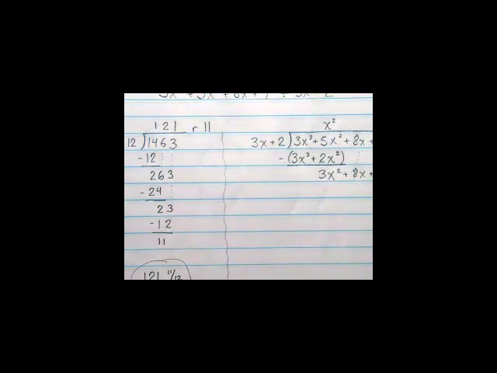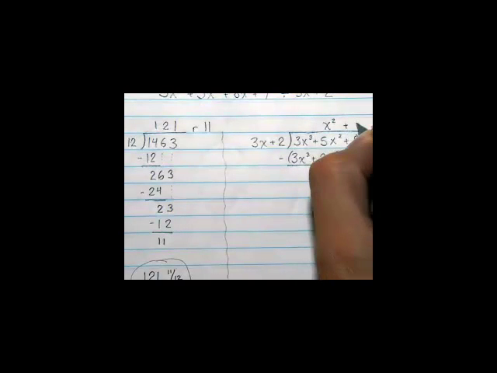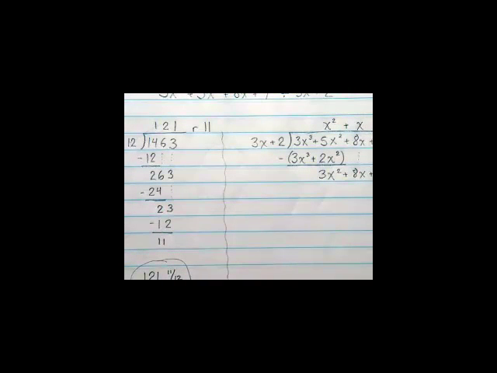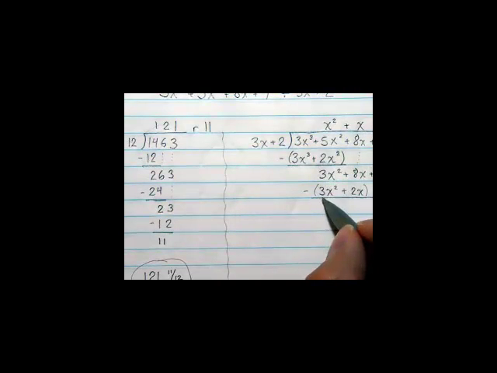What do I need to multiply 3x by to get 3x squared? Just x, right? So plus x on top then. Okay, multiply it through. 3x squared plus 2x. And then we're back to that subtraction step again, right? So take this, subtract it. These cancel. 8x minus 2x, 6x. Bring down that 7. And we got one more go at it here now.